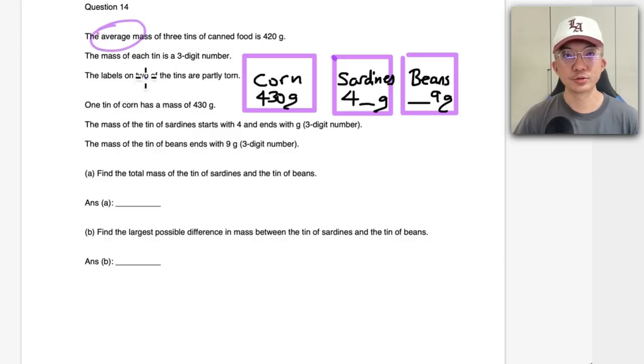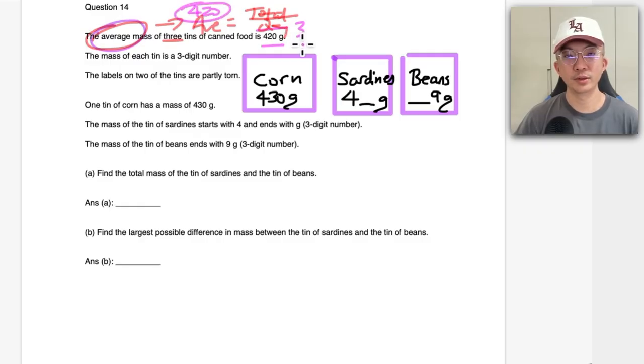Look at average. When you look at average, the formula that should pop out in your head is average is equal to total over quantity. So meaning that there are 3, and 420 will be here. So total will be average times 3, 420 times 3.